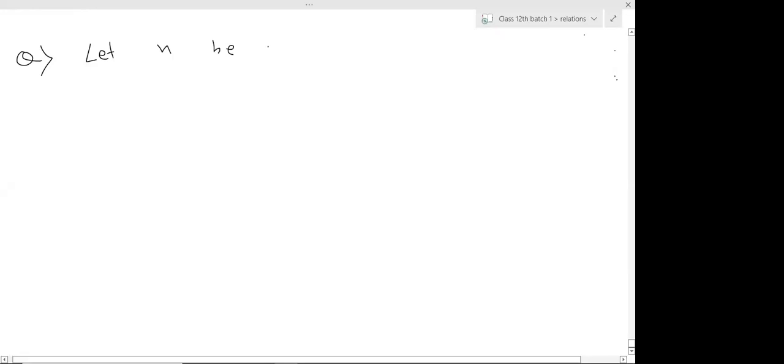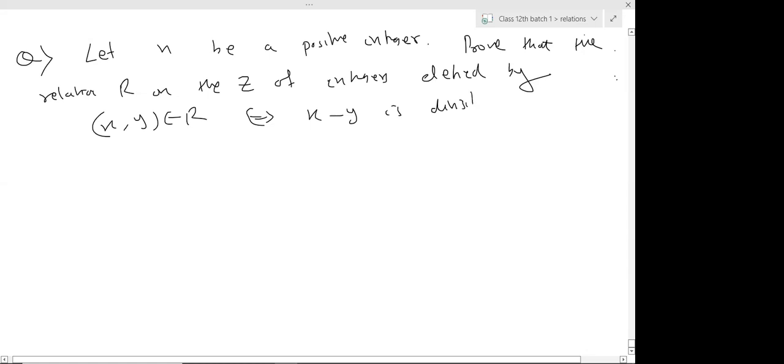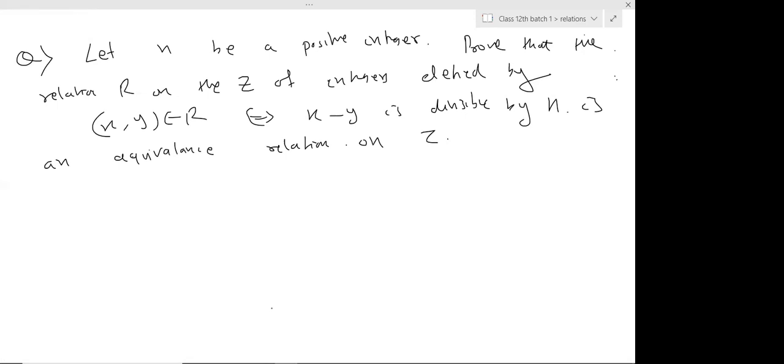Let n be a positive integer. Prove that the relation R on the set of integers defined by x comma y belongs to R such that x minus y is divisible by n is an equivalence relation. Write this question down.